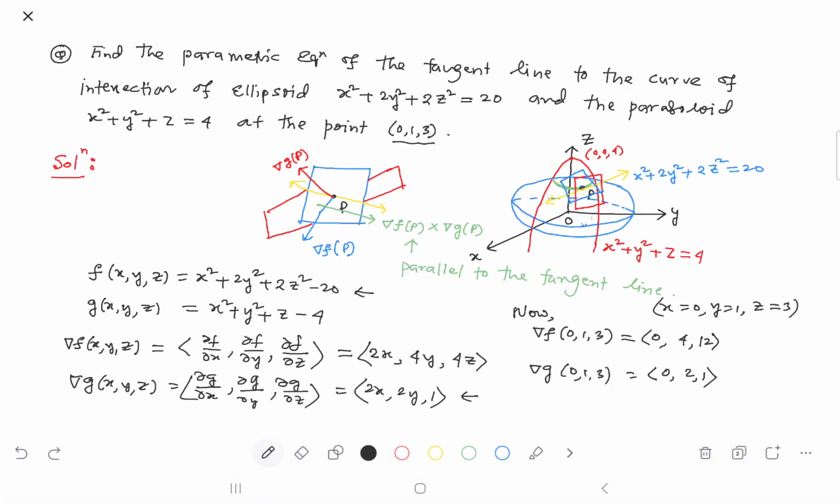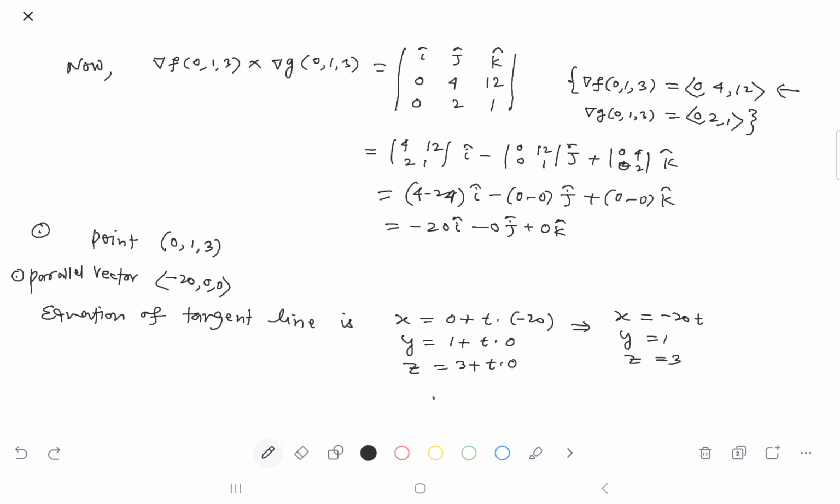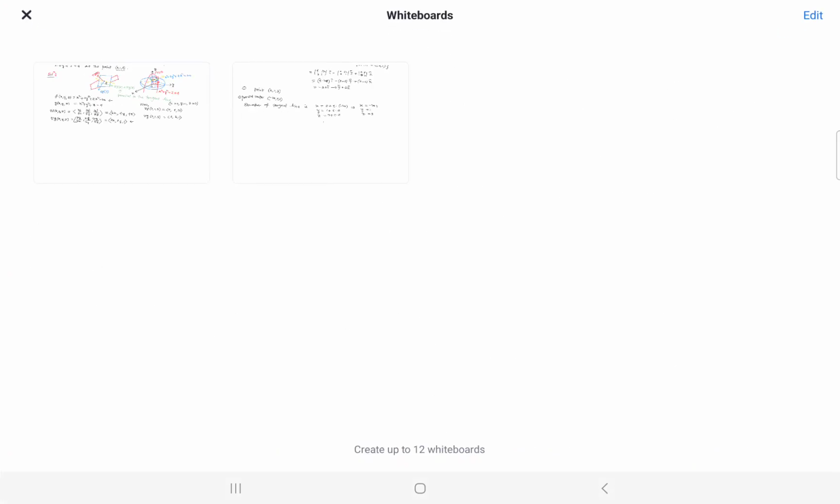So this is a very important question. They can ask you from here. They will give you two surfaces and then they will ask you to find the equation of the tangent line to the intersecting curve at that given point. So they will ask you this kind of question. Are you sure you can do this kind of question? Okay, no problem.